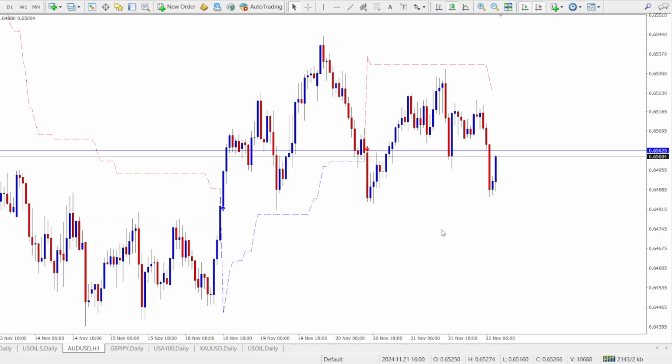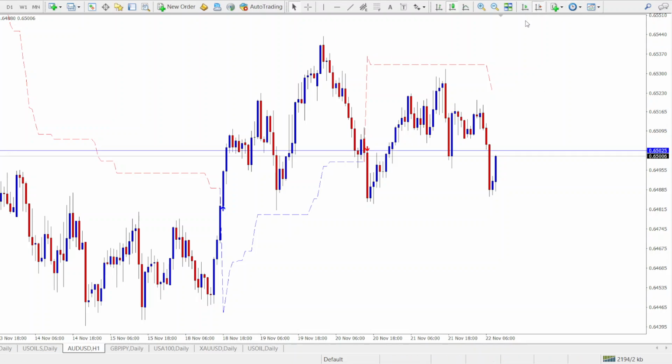and this is how the indicator looks. Now, as you can see, this indicator is a trend following indicator, and it is designed to help traders identify potential trend reversal zones with precision.